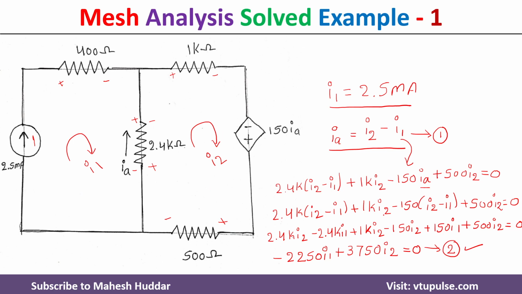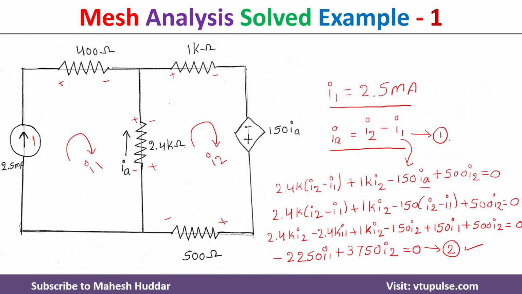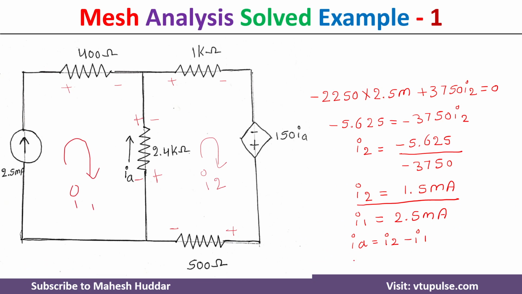So we will get I2 is equal to 1.5 milliampere, and we already know that I1 is equal to 2.5 milliampere. And from the equation number 1, we know that IA is equal to I2 minus I1. Therefore, IA is equal to 1.5 milliampere minus 2.5 milliampere. So this is equal to minus 1 milliampere.